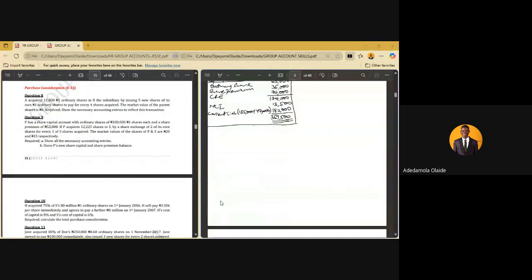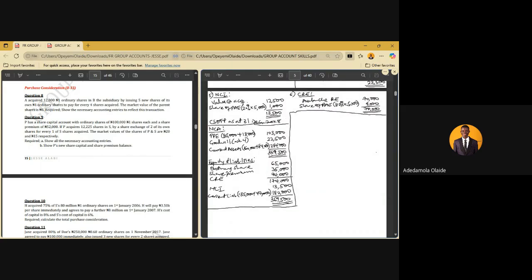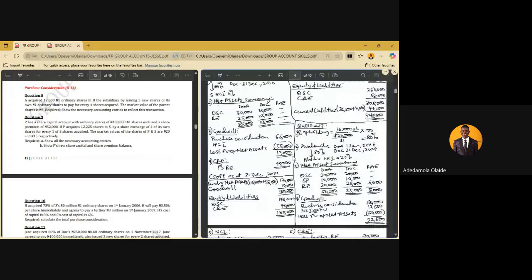Today we'll be looking at purchase consideration. Like I said when I was introducing the topic, in the process of consolidating accounts of entities that are in the same group, one of the major things we need to do, which is the first thing we need to do, is to calculate goodwill.